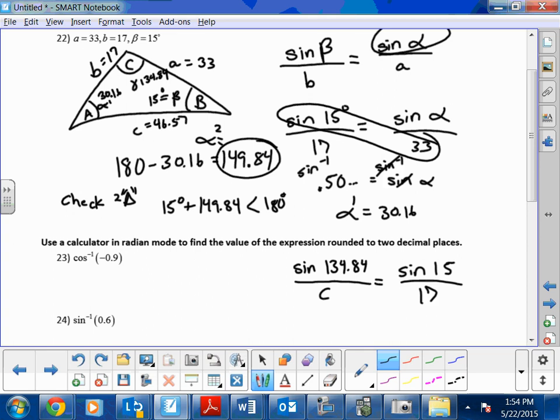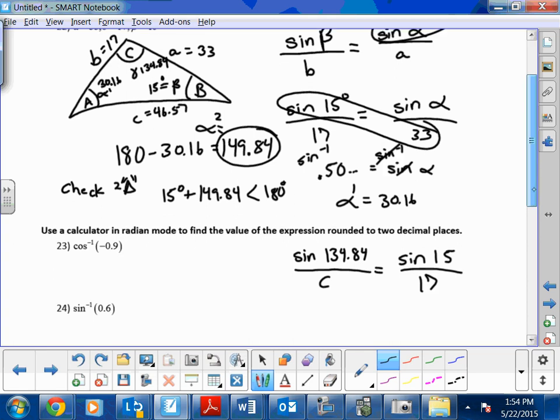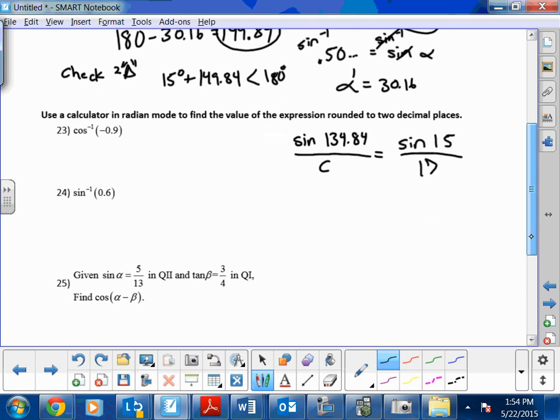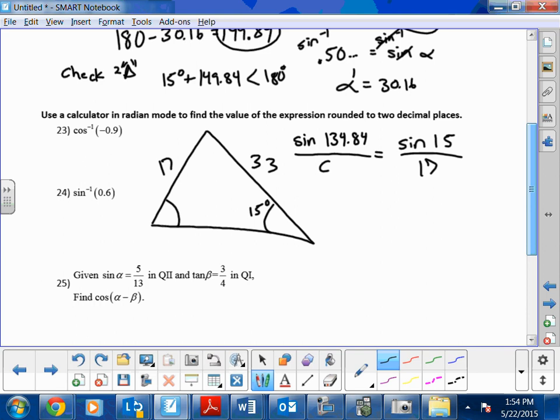Now we have a gamma 2 that we said can occur. So I'm going to draw another triangle and talk about gamma 2. This is 15 degrees. I'll put everything pretty much in the same place. This was 17. This was 33. Gamma 2 we said could be 149.84. This is gamma 2. Not gamma 2, alpha 2.